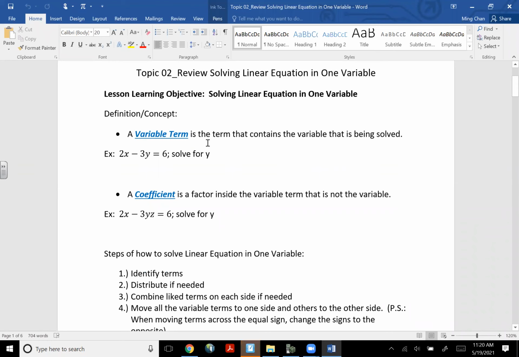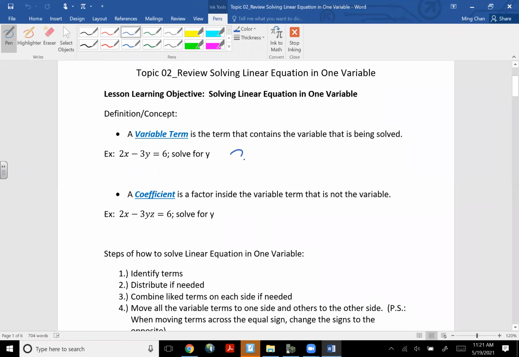A variable term. I use this wording a lot when it comes to solving equations. A variable term is referring to the term that contains the variable. There's one particular term that contains the variable that is being solved. So for example, if I have 2x minus 3y equal to 6, and I'm asking you to solve for y.